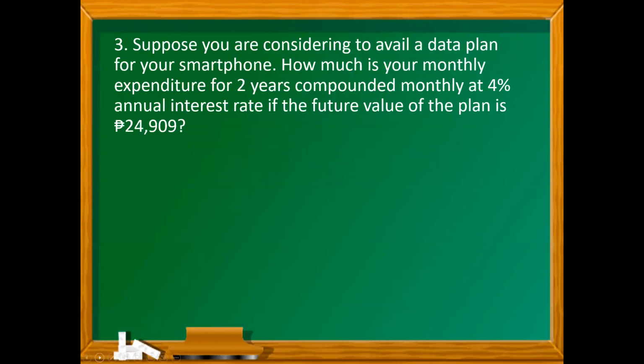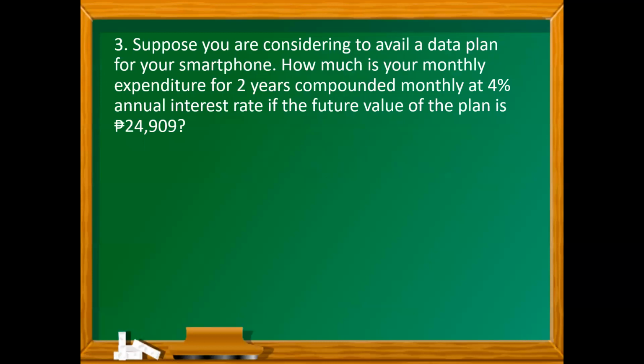Next. Suppose you are considering to avail a data plan for your smartphone. How much is your monthly expenditure for 2 years compounded monthly at 4% annual interest rate if the future value of the plan is 24,909? Now, we have to note that R, as in the problem, is the periodic payment. It's the monthly periodic payment.